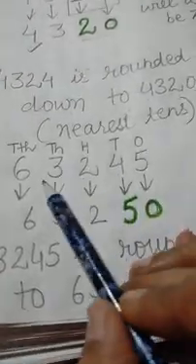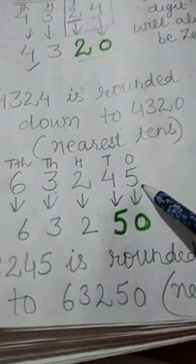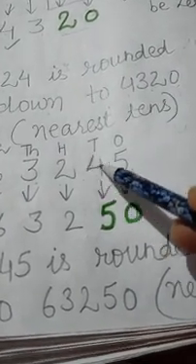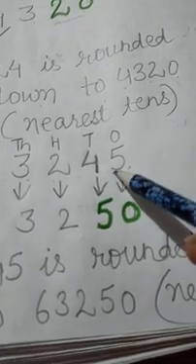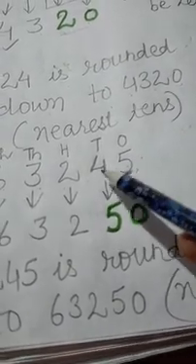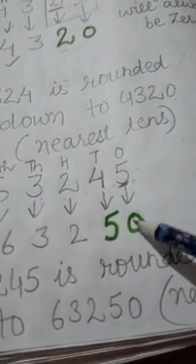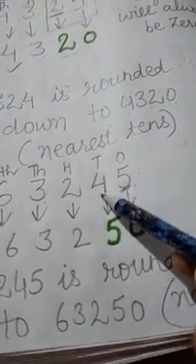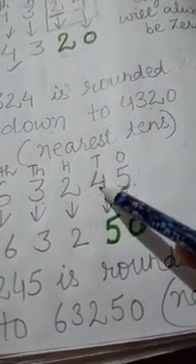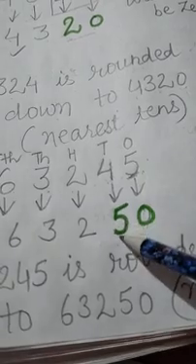See one more example. This number is given to you: 63,245. You have to round off this to the nearest tens. When you have to round to the nearest tens, which digit will you see? The ones place digit we will see. If the ones place digit is 5 or more than 5, then the tens place digit will become the next. You can see here the ones place digit is 5. It will become 0. The tens place digit is 4, and it will change by observing the ones place. The ones place is 5, so it will become the next digit. From 4 it will change to 5.